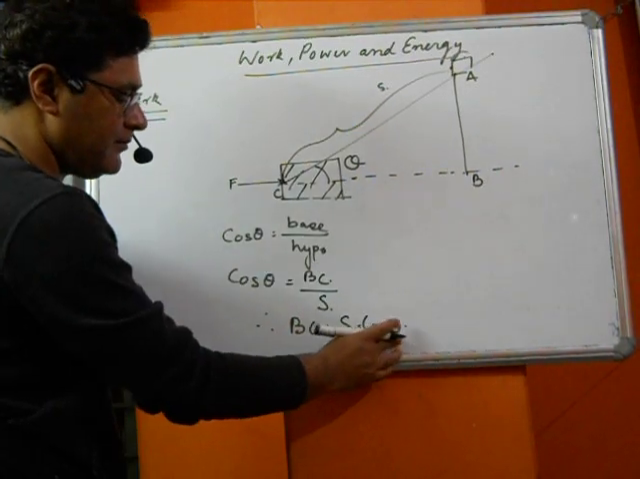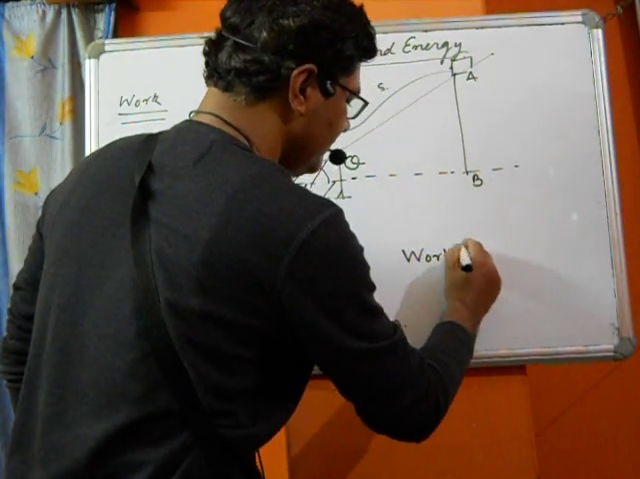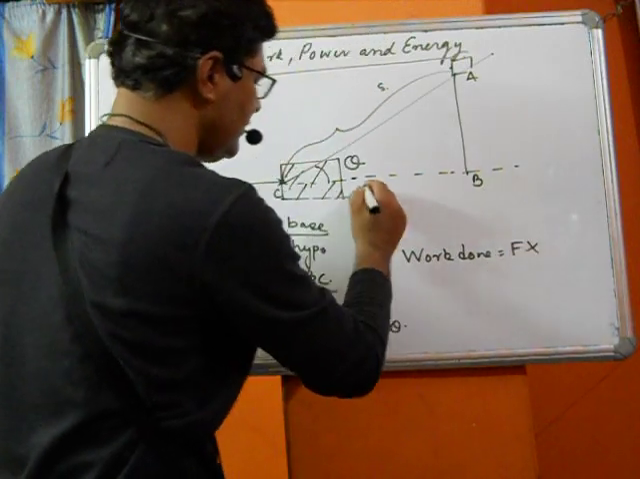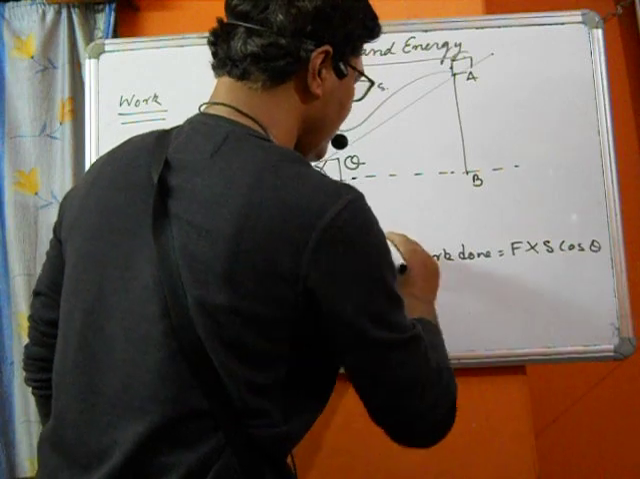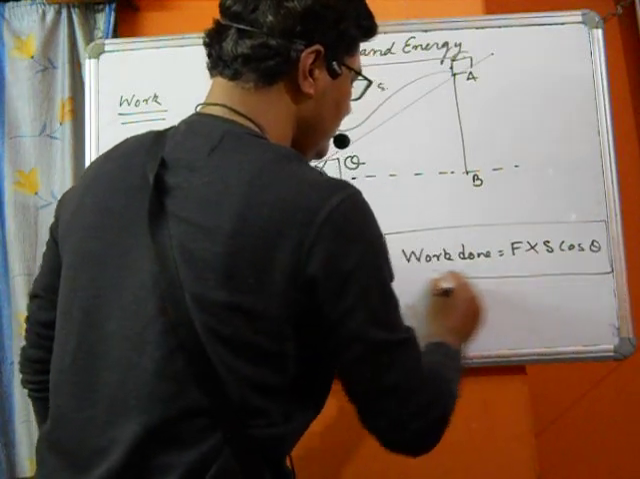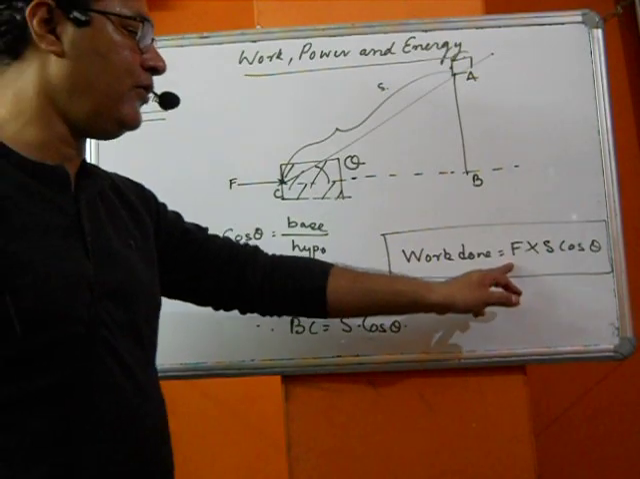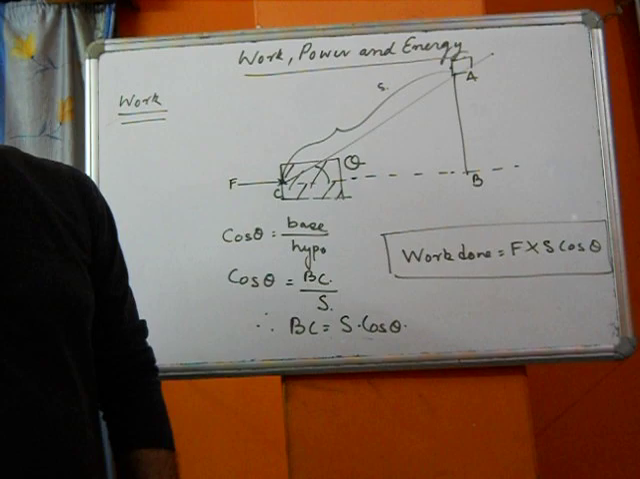So ultimately, if I bring this displacement towards the direction of force, it becomes S cos theta. So what is the work done? The work done will be force into S cos theta. Now we can see a new formula for work done. Work done equals force into S cos theta, F into S cos theta.